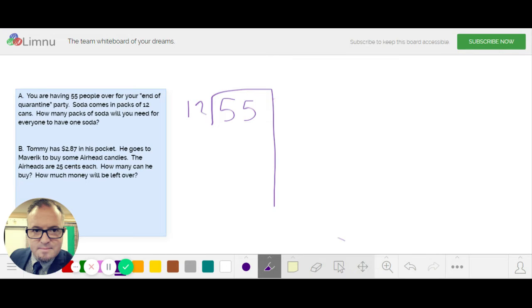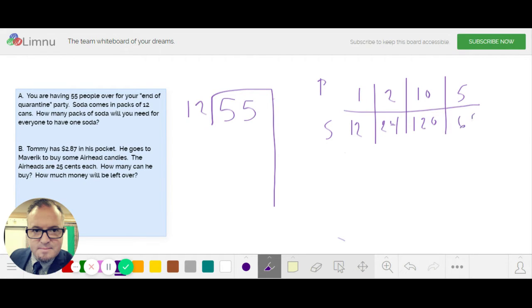Next, as we know, we can construct a ratio table to help us with what iterations we're going to use in order to break this problem down. So 1, 2, 10, and 5 are our standards. You can add others if you want to. We're going to put a P for package and an S for soda there. If we buy one package of soda, that is 12 cans. 2 would be 24. 10 packages would be 120 cans. And 5 would be 60 cans.